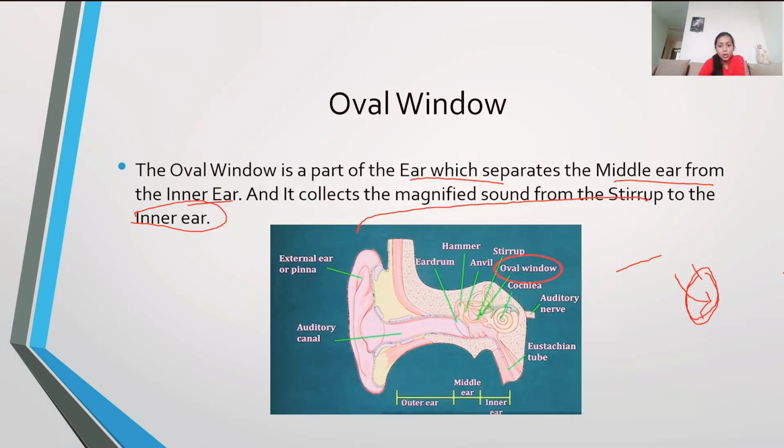Okay, so over here let's read it again. The oval window is a part of the ear which separates the middle ear from the inner ear, and it collects the magnified sound from the stirrup to the inner ear. So this time the oval window is separating the middle ear from the inner ear, and that time the eardrum was separating the auditory canal from the middle ear.